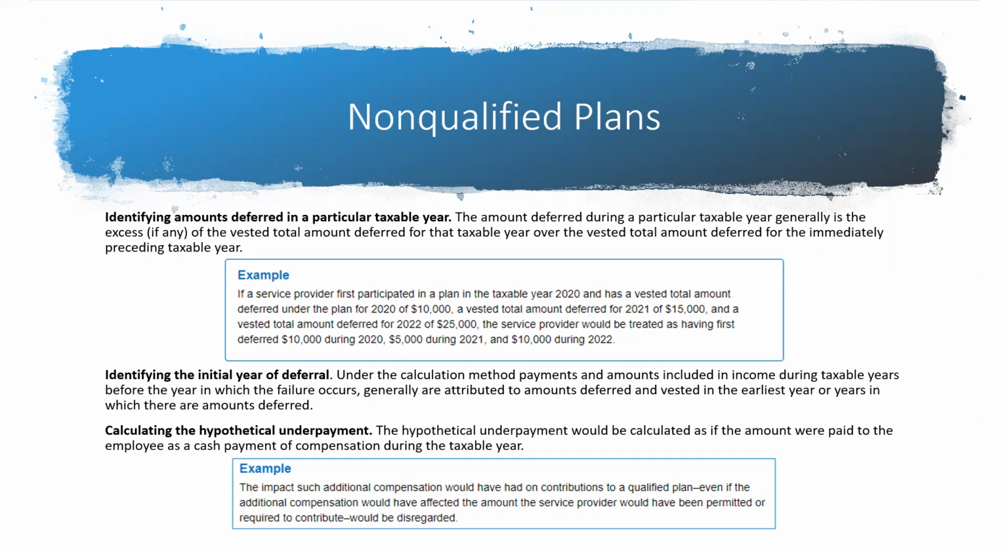Identifying the amounts deferred in a particular taxable year. The amount deferred during a particular taxable year generally is the excess, if any, of the vested total amount deferred for that taxable year over the vested total amount deferred for the immediate preceding taxable year. Little hint, this rule generally should result in the lowest amount possible of premium interest tax, because deferred amounts includable in income under 409A would be treated as first deferred and vested in the latest possible years.